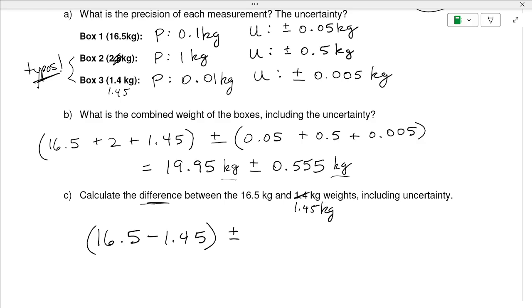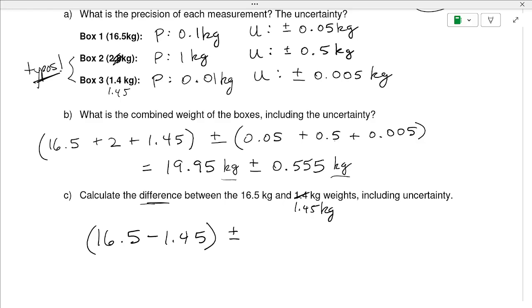Because think about it. The first number could be uncertain by this much. The second number could be uncertain by this much. Put those two things together, that's how uncertain the calculation is. It doesn't matter that the calculation is a subtract. So this is a super easy mistake to make.